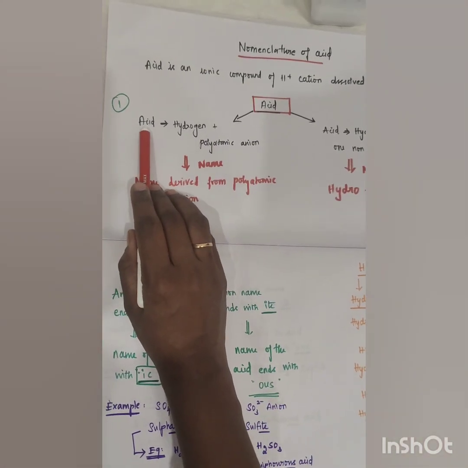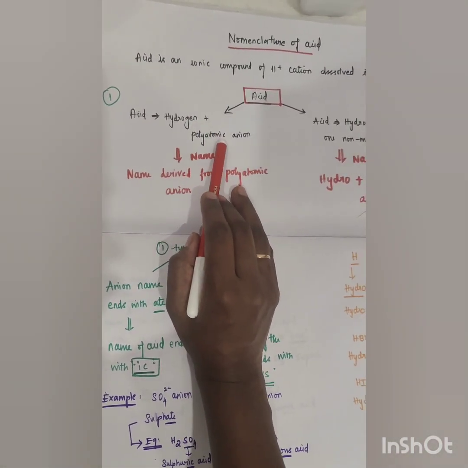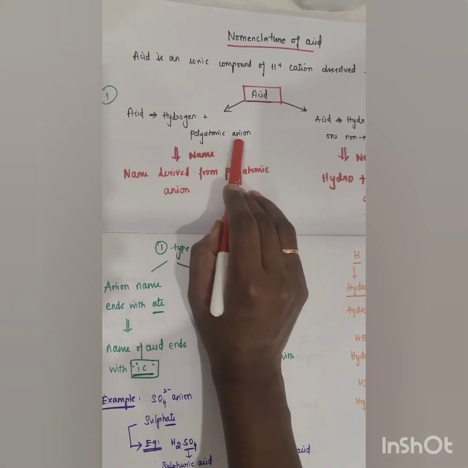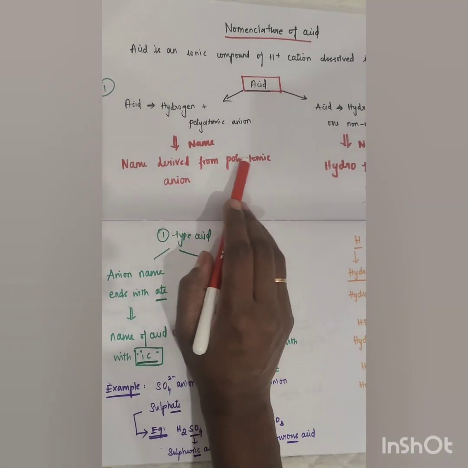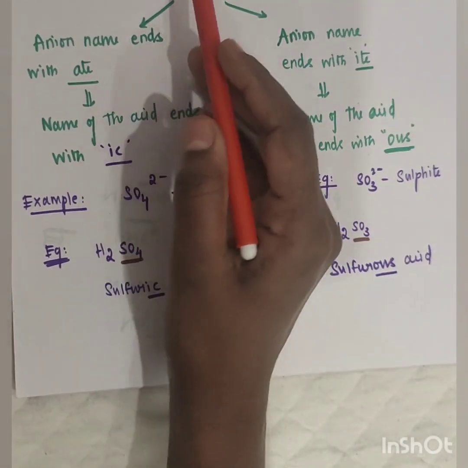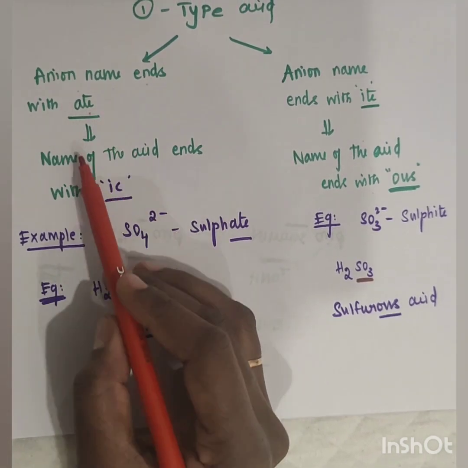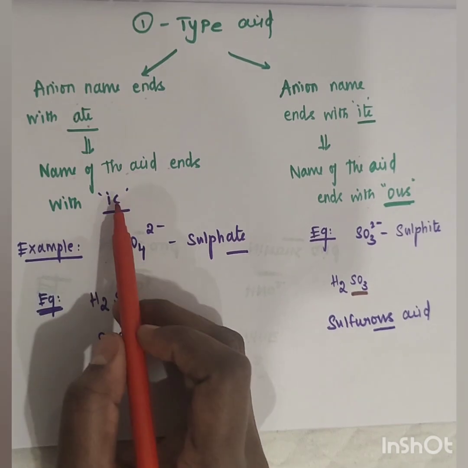The first type is if the acid contains hydrogen and a polyatomic anion, so the name is derived from the polyatomic anion connected to the hydrogen atom. If the anion name ends with ATE, the name of the acid ends with IC. That means ATE is turned into IC.